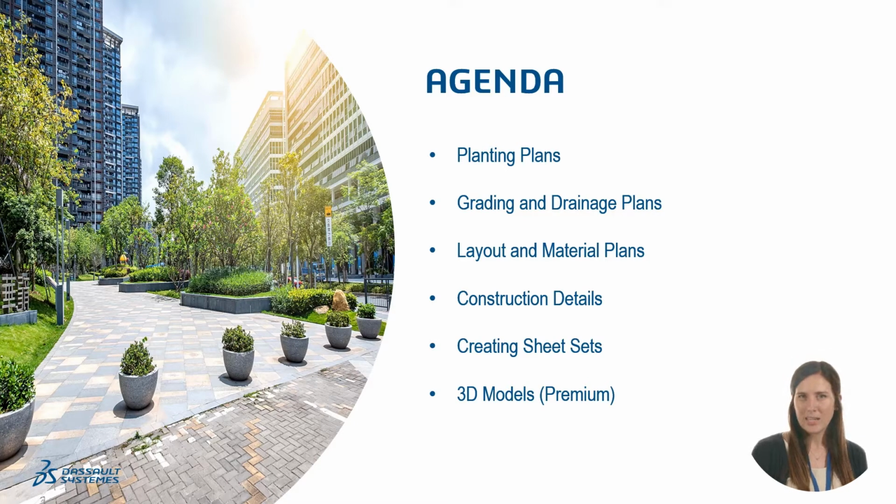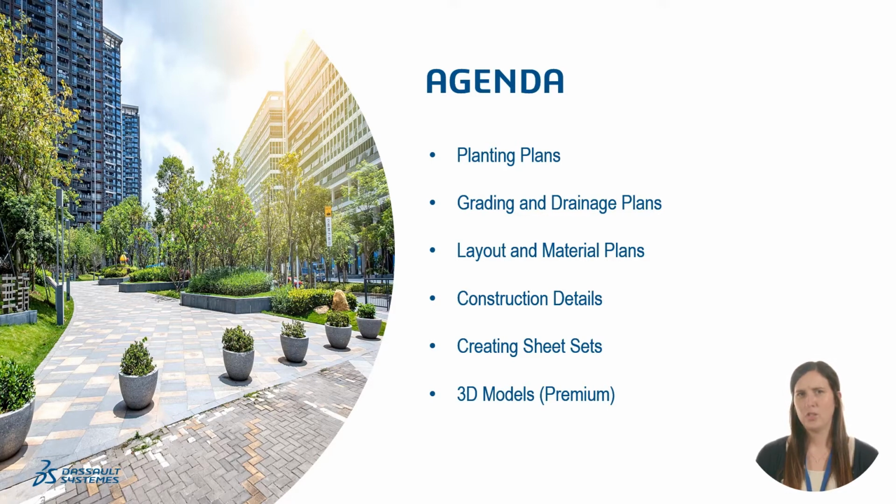So today, we will first be starting with creating a simple planting plan and how to label it. Then we're going to look at grading and drainage plans and how DraftSight can help you produce those drawings. Next, we will look at layout and material plans, how to label and dimension your hardscapes.